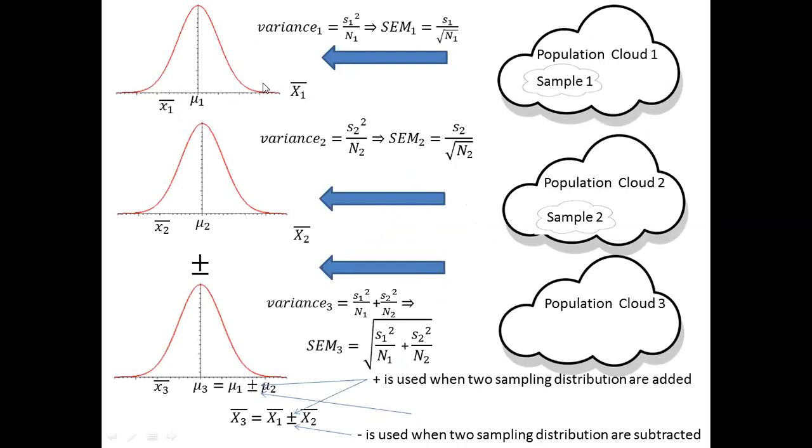But we must conceptually know this thing, that this sampling distribution of the mean would only be obtained if we have all the possible samples from this population cloud 1. The variance of the sampling distribution of mean is S1 square upon N1, and the SEM or SEM1 is S1 upon root N1.